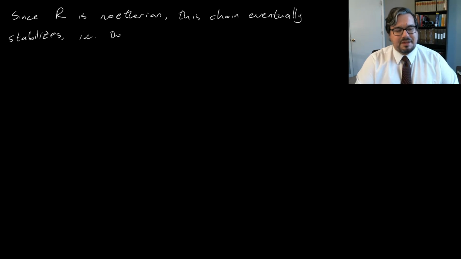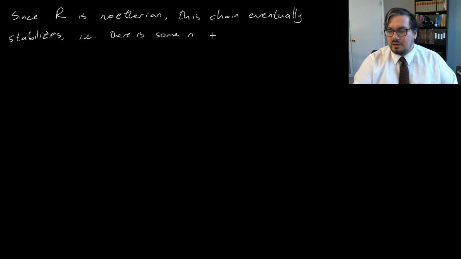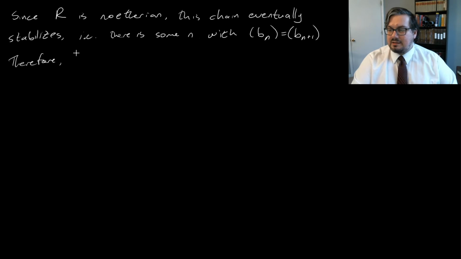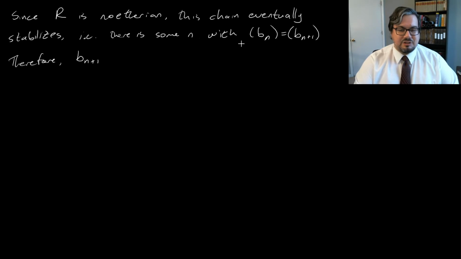That is, there is some number n with the ideal generated by Bn equaling the ideal generated by Bn plus 1. Therefore, we have that Bn plus 1 belongs to the ideal generated by Bn, and so it equals little r times Bn for some little r in the ring R.